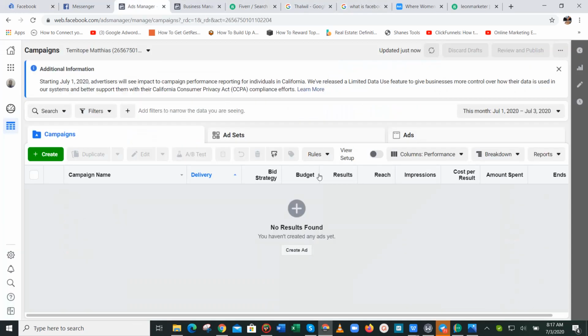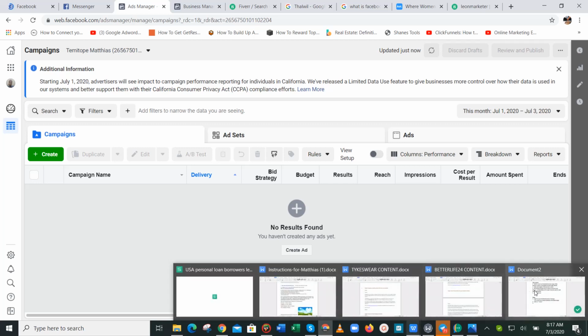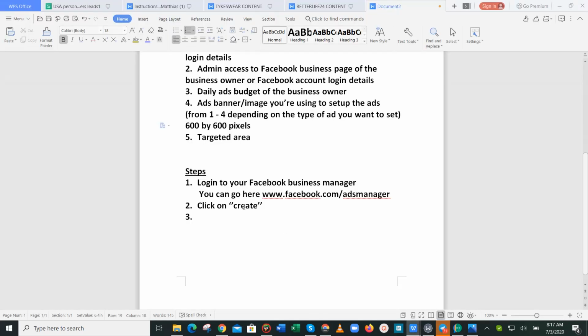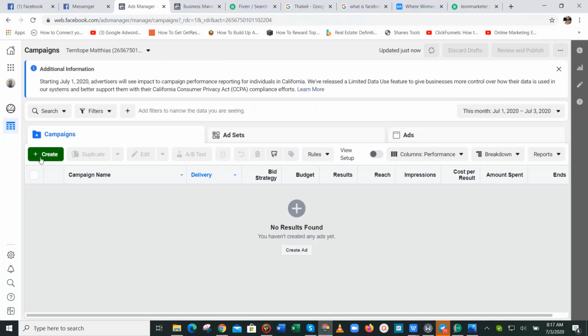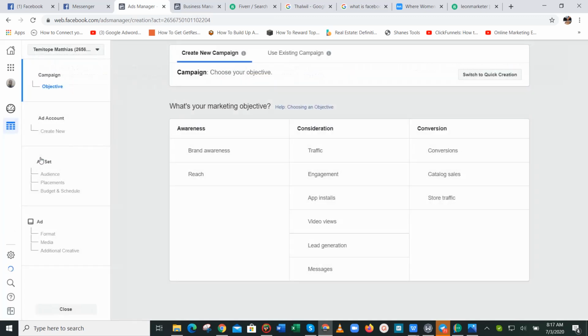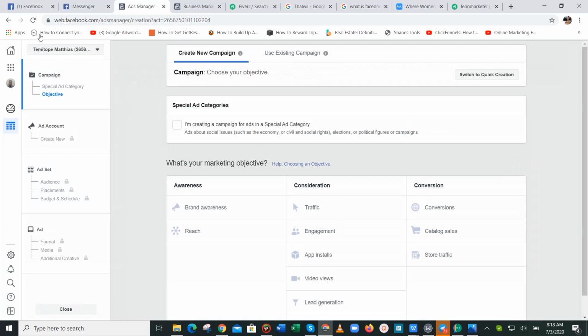So now once you get to your ads manager, I've already shown you the three ways to get to your ads manager. Then click on create. Now let's start. Create. So we are creating the ads now. So now it is majorly divided into three major parts. The campaign, where you set the campaign objective, the ad set.